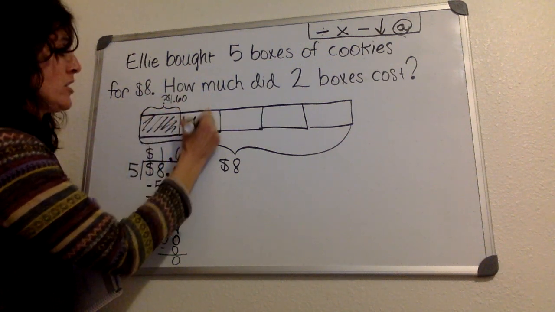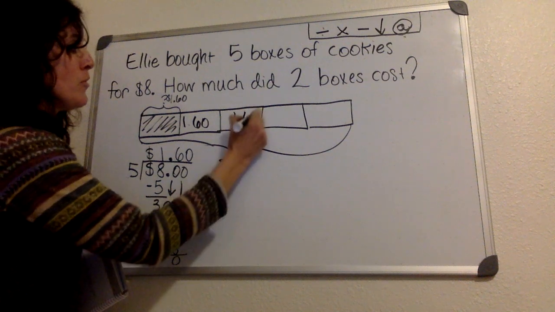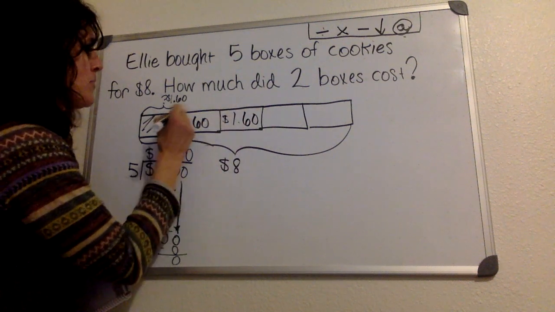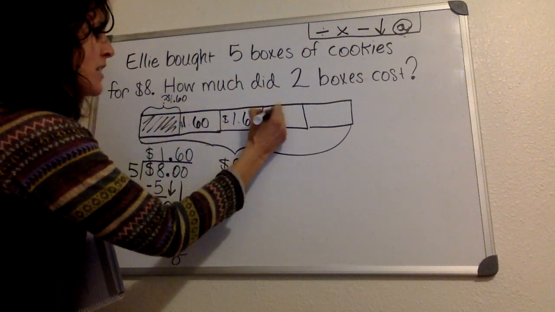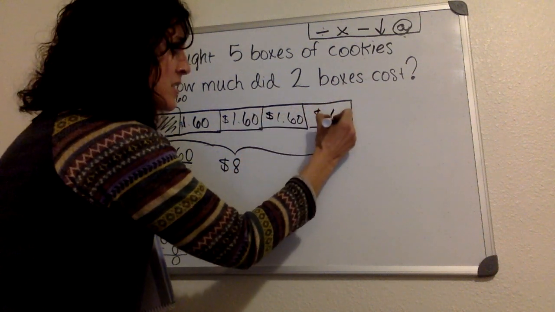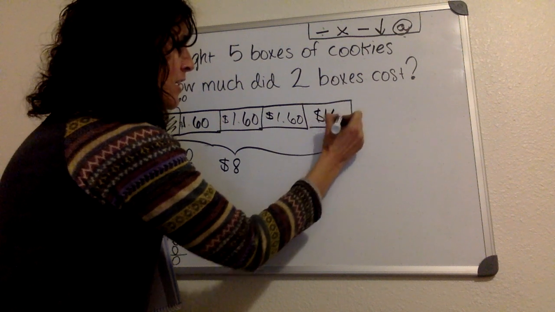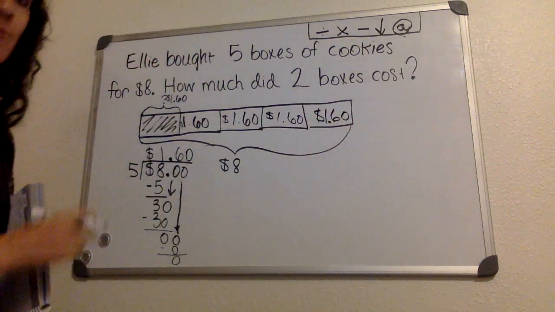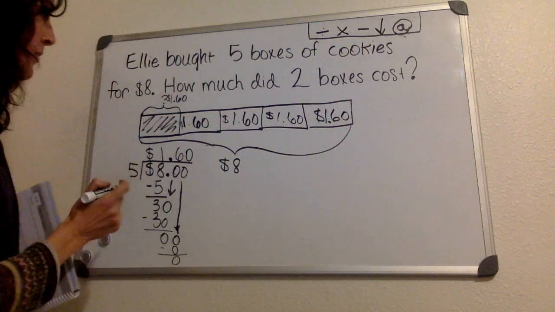But if you wanted to, you could put 1.60. Yeah, you can put your little dollar sign in there too if you'd like. You can put it in each box just so that you can keep track of what you're doing. It's not necessary, but sometimes it helps in the beginning.